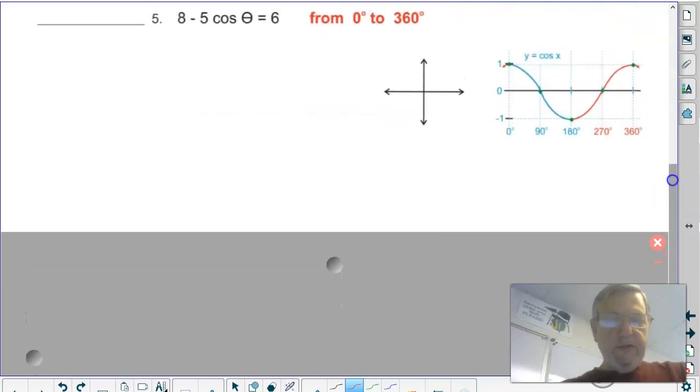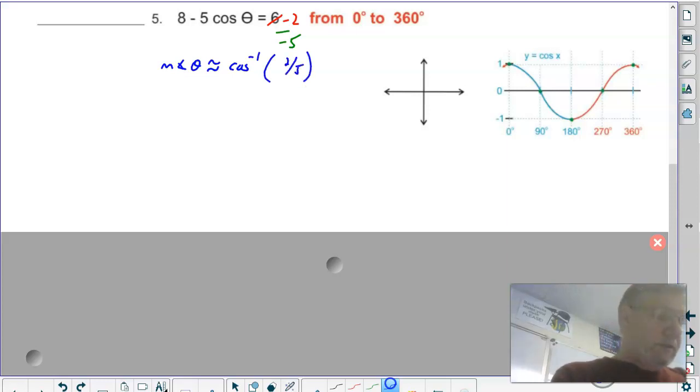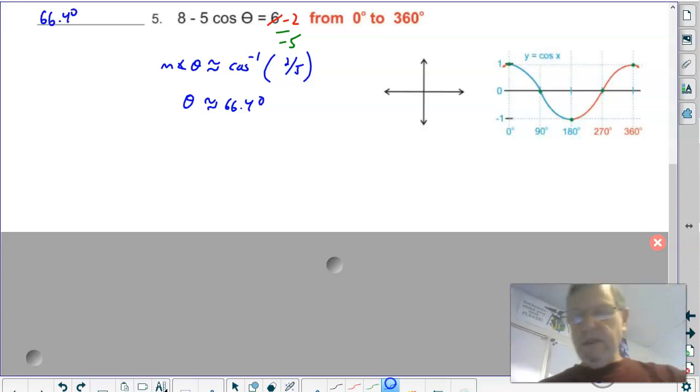All right, so dealing again with the cosine, got to isolate the variable. Let's add a -8 to both sides. That's a -2. Let's divide both sides by -5. And so the measure of angle theta is going to be cosine to the -1 of 2/5. So 2/5, cosine to the -1. And I got 66.4 degrees. 66.4 degrees. Okay, so that's one solution because we are within our domain.